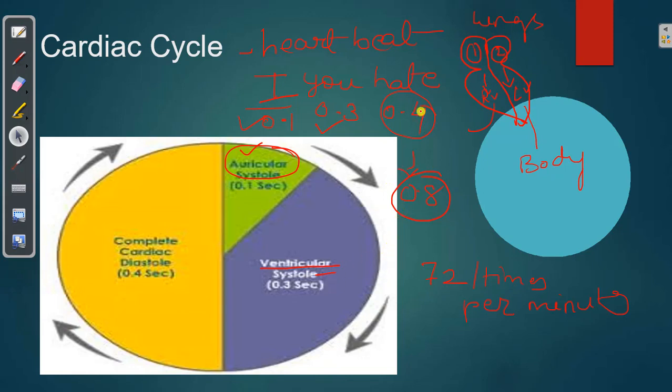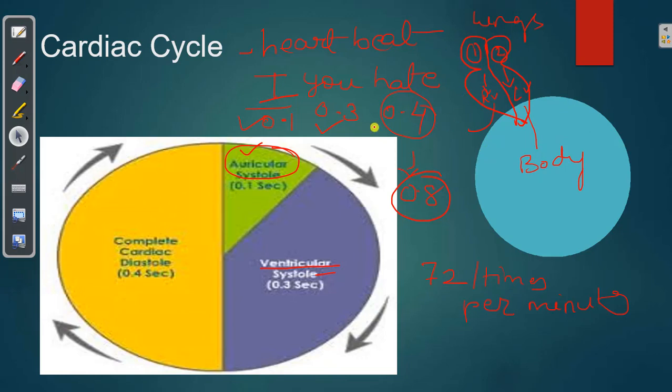And finally, for 0.4 seconds, all the four parts relax. There is blood coming from the superior and inferior vena cava to your atrium. This relaxation is said to be diastole, that is complete cardiac relaxation. All the four chambers have contracted, so they have to relax. They have to come back to the original position. Then only the blood will get filled and again they will contract and the heartbeat will continue.